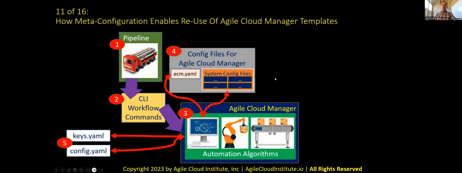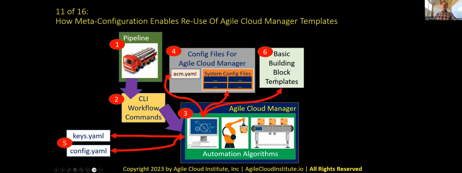And if we continue with the workflow here, the next step is, once those values from keys.yaml and config.yaml have been retrieved, the algorithms put those values into the proper places defined by the system configuration files so that they can be consumed by the basic building block templates that you already have.